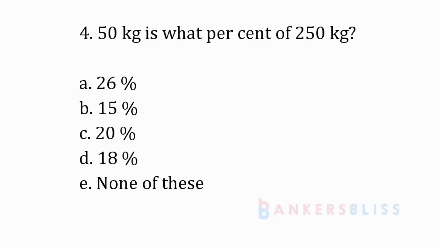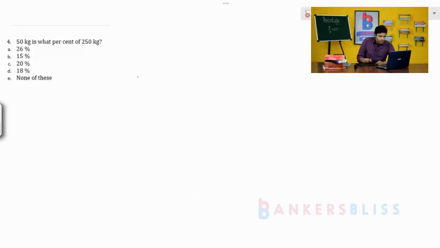Problem number 4. 50 kg is what percent of 250 kg? So 50 with respect to 250. So 5 1s are 5, 5 5s are 25, which is equal to 1 by 5. 1 by 5 means how many percentage? 20%. So option C is the right one. Very simple to calculate. Okay, let's go to the next problem.